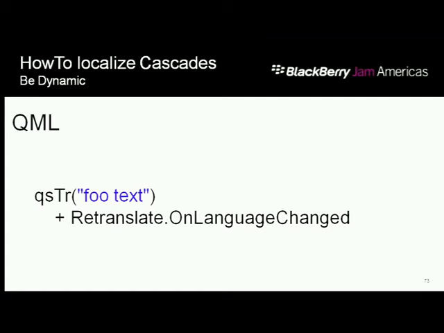How is this done? There's some magic. You have to add this to all your translations in your QML documents. We translate with qsTr, and then there are different values: on language change, on locale change, and so on. If you add this, Cascades will automatically do the translation on the fly. You change the locale, and they will be retranslated. You have to do nothing.